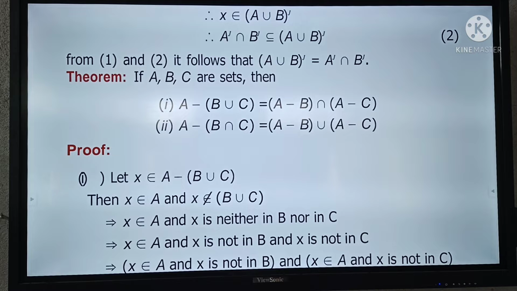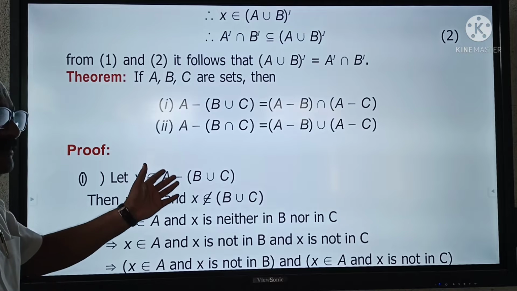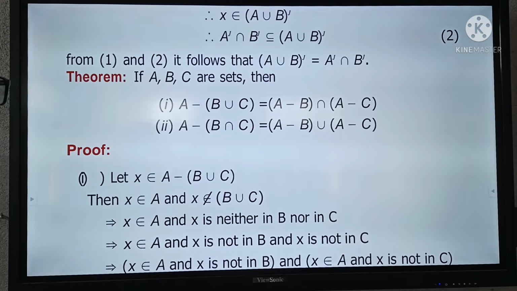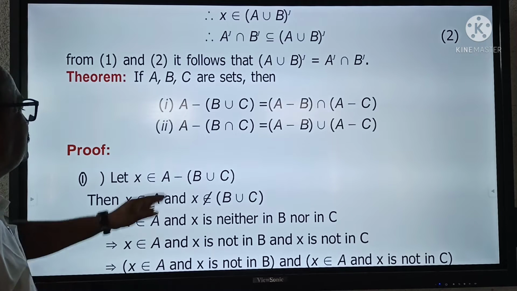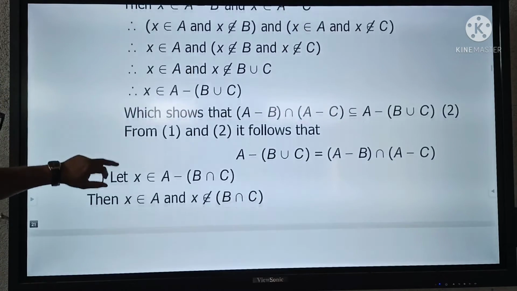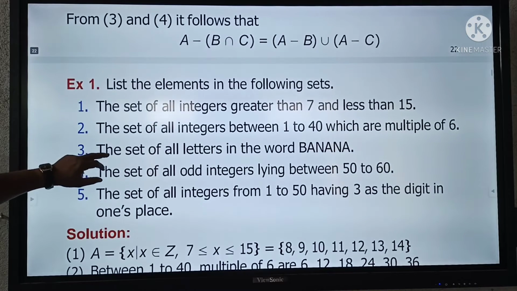If A, B, C are sets, then A minus B intersection C can be written as A minus B union A minus C. This may be asked in multiple choice questions. A minus B union C is A minus B intersection A minus C. So these are the theorems, and we are not going to learn the proofs of these.